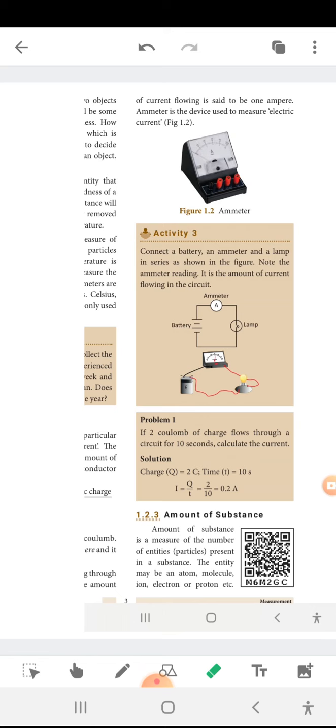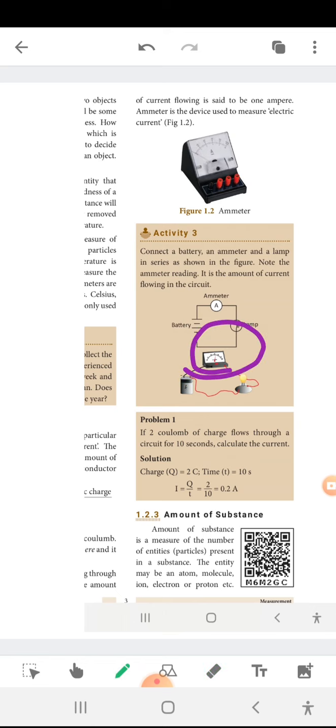Then in the activity, you are able to see a battery connected to a lamp. Simply, we buy batteries from the shops and connect them to an LED bulb. We are able to see that the bulb is glowing by the flowing of charges from the battery to the bulb through a wire. If you connect an ammeter in between the battery and the bulb, you are able to see how much charge is flowing through the bulb. This is the instrument, the ammeter, used to measure the current.